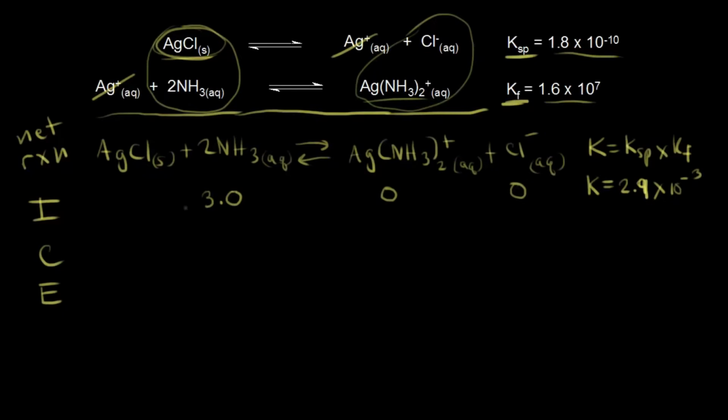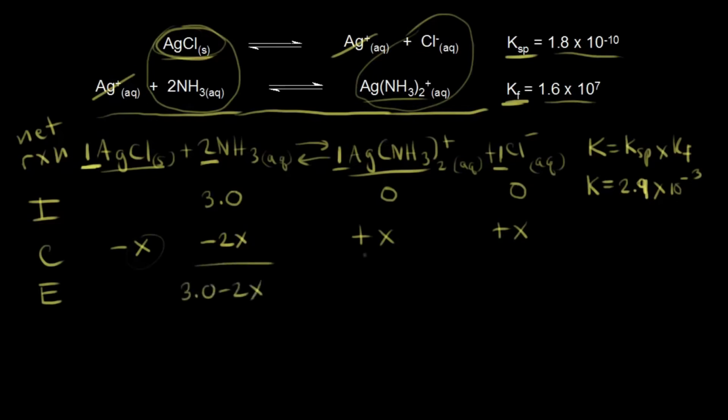Now we add silver chloride to our solution of ammonia, and some of it dissolves, so we make that concentration X. We're losing a certain concentration of silver chloride, so we write minus X. Next, we look at our mole ratios. The mole ratio of solid silver chloride to ammonia is 1 to 2, so for every 1 mole of silver chloride that dissolves, we lose 2 moles of ammonia. So we write minus 2x. For our products, if 1 mole of silver chloride dissolves, we make 1 mole of the complex ion, so we gain X. The same goes for the chloride anion, because the coefficient is 1, so we gain X. So at equilibrium, the concentration of ammonia is 3 minus 2x, the complex ion is X, and the chloride anion is also X.